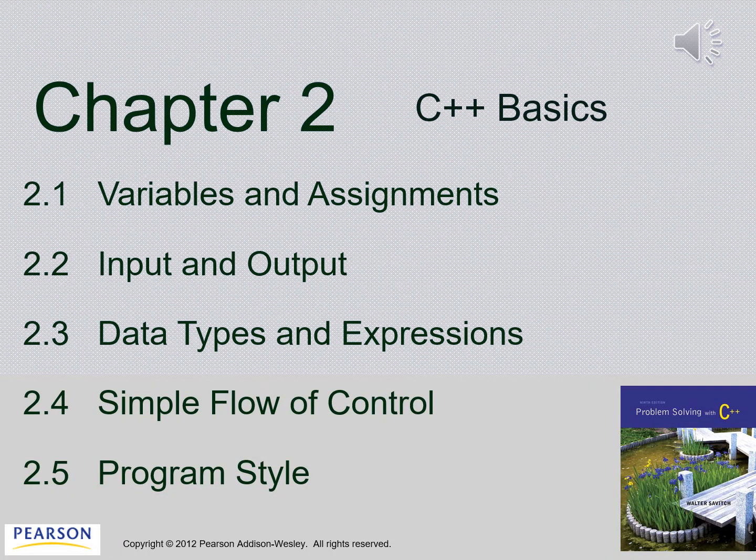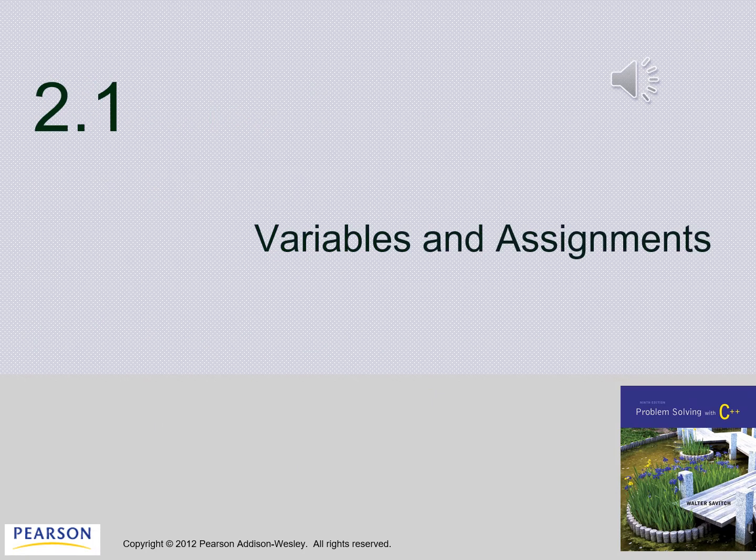In this chapter, we're really starting to get into programming. It should be a lot of fun. In Chapter 2, we will cover variables and assignments, input and output, data types and expressions, simple flow of control, and program style. This is a lot for us to cover, and I'm breaking up Chapter 2 into 2 lectures that in most classes we will cover over a 2-week period. The first major topic we'll cover is variables and assignments.